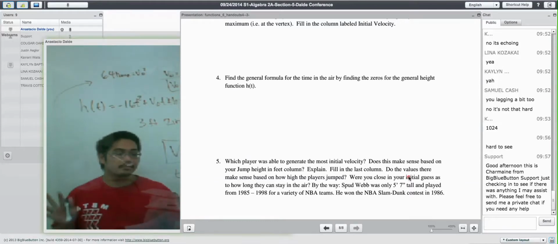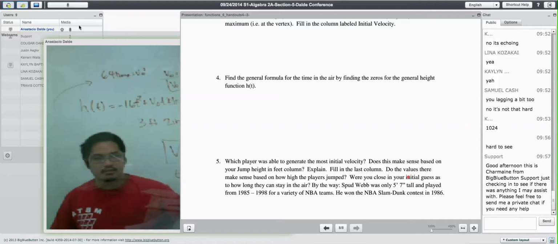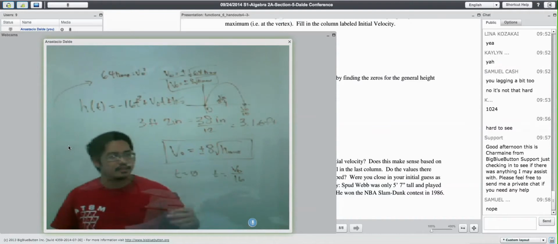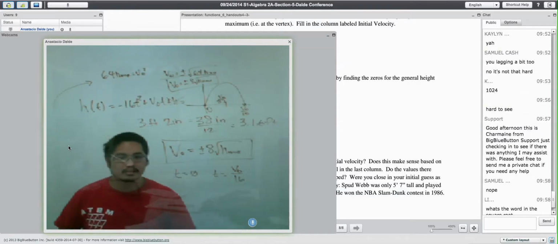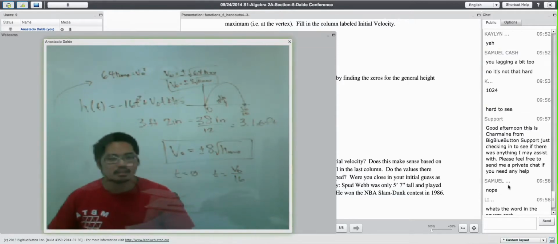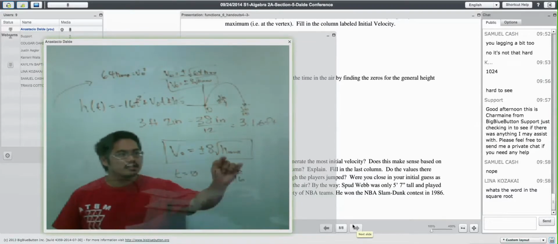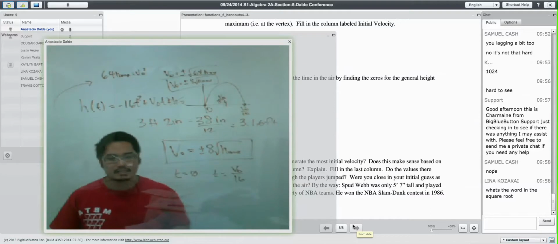So, by the way, based on the height, you can now calculate out the velocity that they jumped at. Because you have the height that they jumped at, you can figure out the velocity. What's the word in the square root? I can't see that. Oh, that says h max, M-A-X.